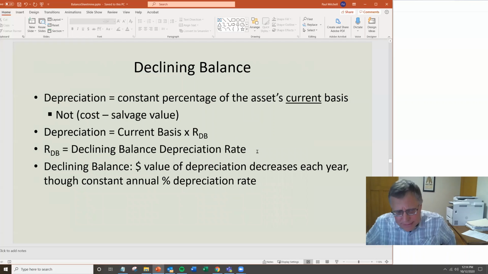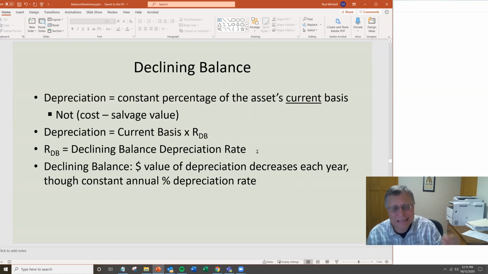Okay, declining balance is the other method. What this one does is it's a constant percentage of the asset's current basis, not the purchase price minus the salvage value, not a percentage of that, but of the current value, or what they call current basis. So it's the current basis times the R sub dB, for declining balance. So the current basis times the declining balance depreciation rate. And the key is because the current basis declines in value as the asset is depreciated, the actual dollar amount of depreciation comes down each year.